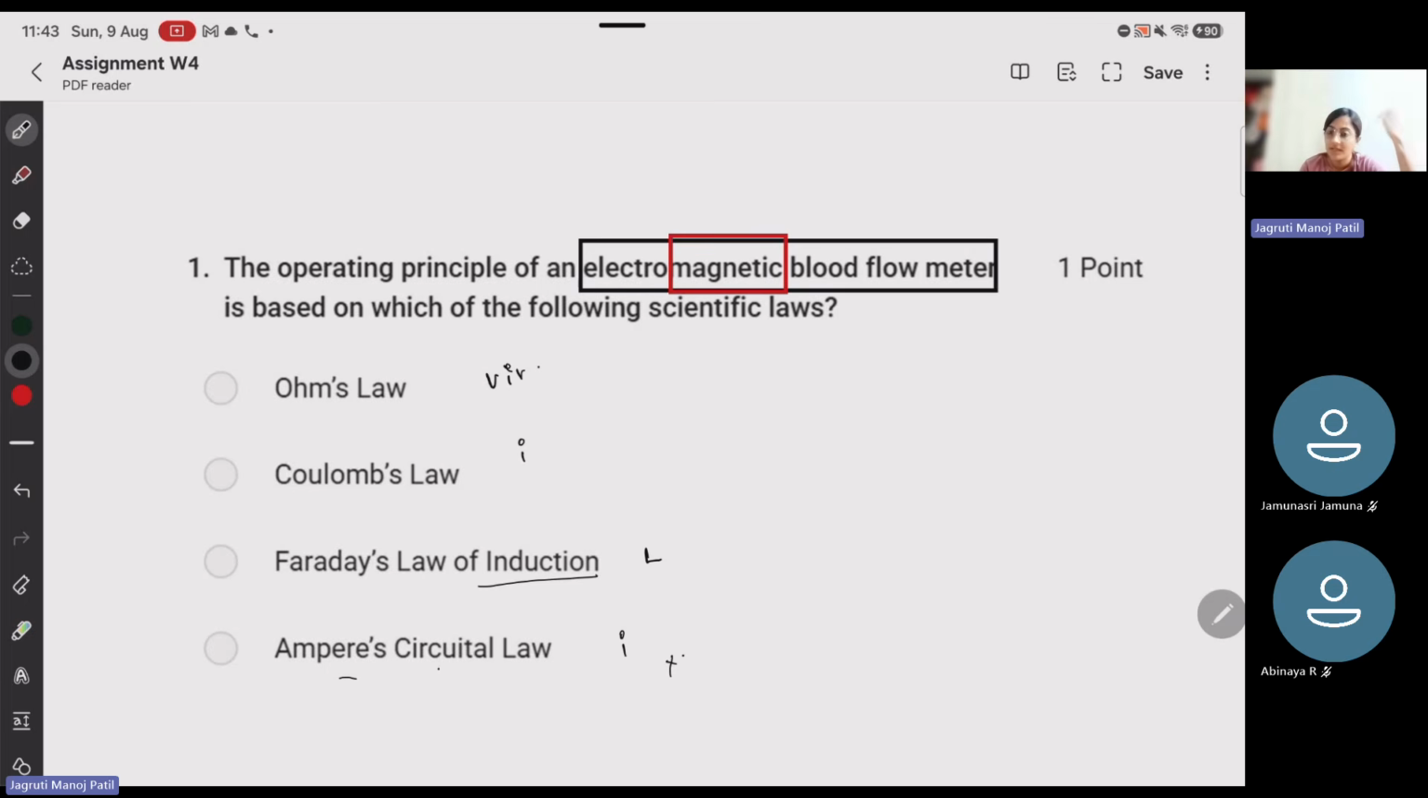Yeah. So we have Faraday's laws of induction. When the induction changes, when you have a magnetic field which is being applied, you can have a self-induction, you can have a mutual induction. So EMI, electromagnetic blood flow meters or blood flow sensors are based on Faraday's law of induction. Okay.